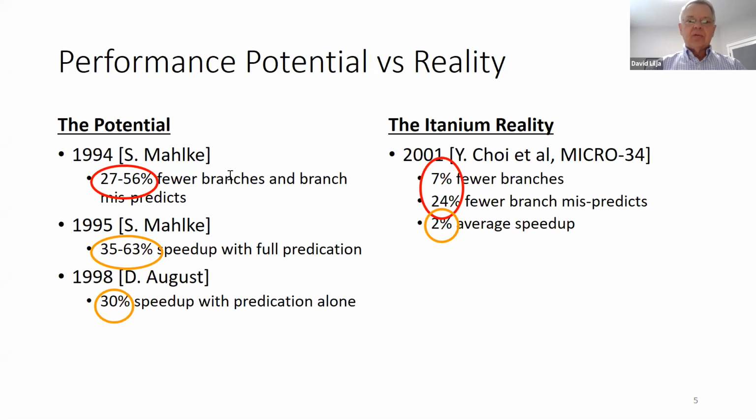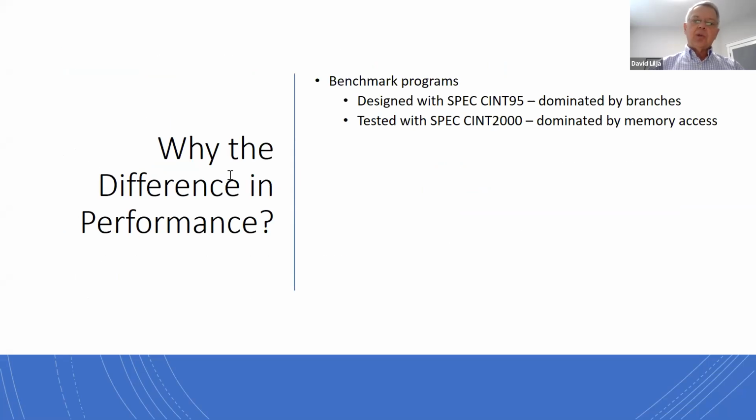Well, one of the big differences was that they originally designed the Itanium, or designed the branch predication idea, I should say, using the SPEC int 95 benchmarks. Those benchmarks are dominated by branch instructions. When they actually built the processor and released it, SPEC 2000 was available, and that benchmark was dominated primarily by memory accesses. So they tested it with a different benchmark than they designed it with.